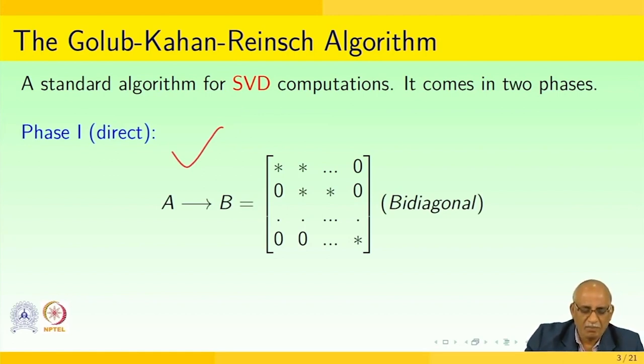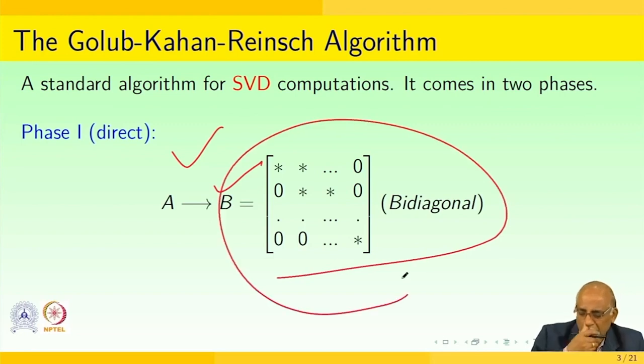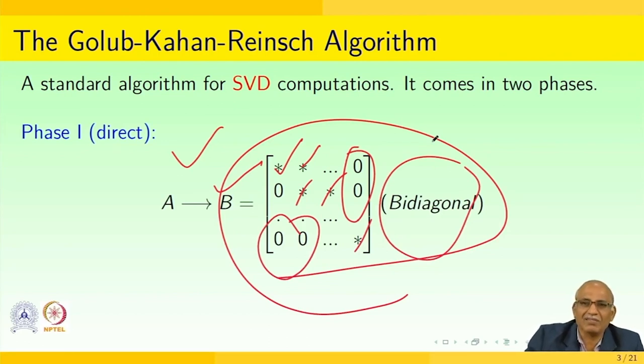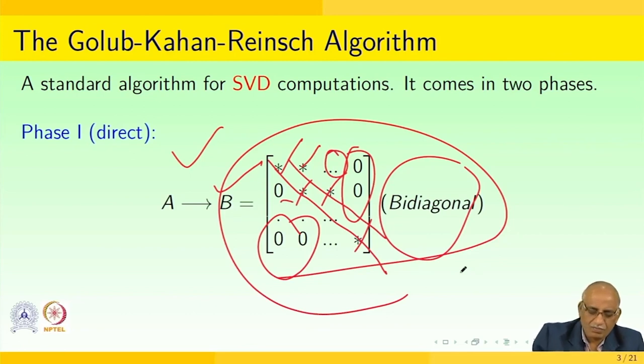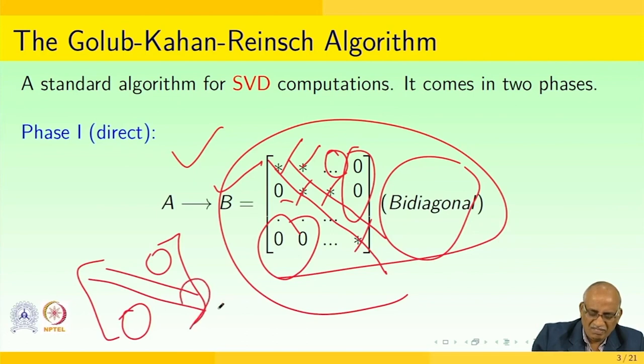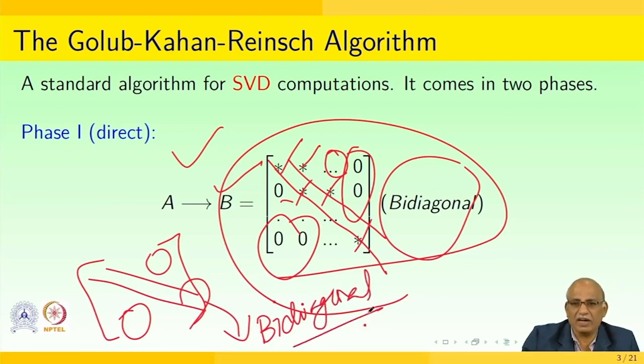That is called phase 1, which is direct. So, let us transform this matrix A to B, where B is equal to this matrix. What are these? These are all non-zeros and these are all zeros, which we call bidiagonal. That means essentially the main diagonal is free from zeros and this diagonal is free from zeros. Rest are all zeros. It is like this. So, this is bidiagonal.